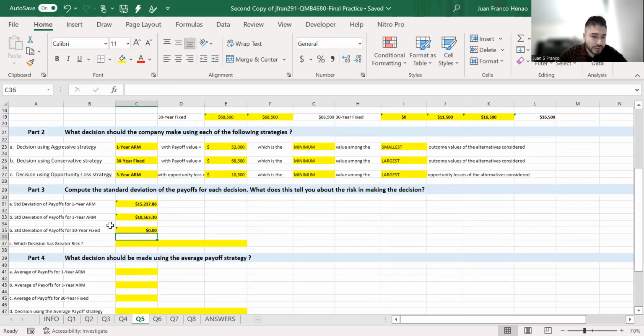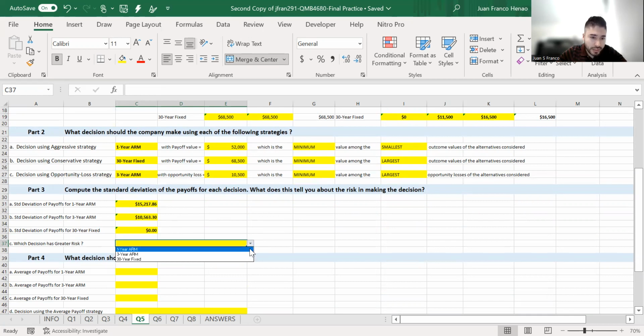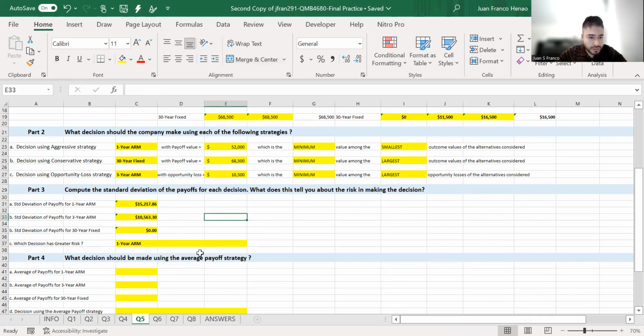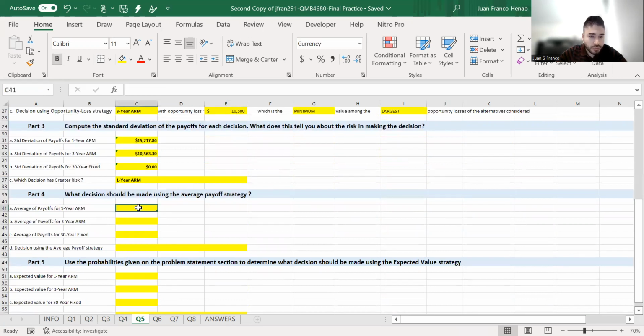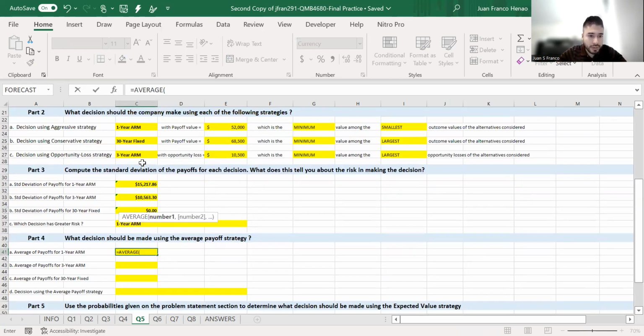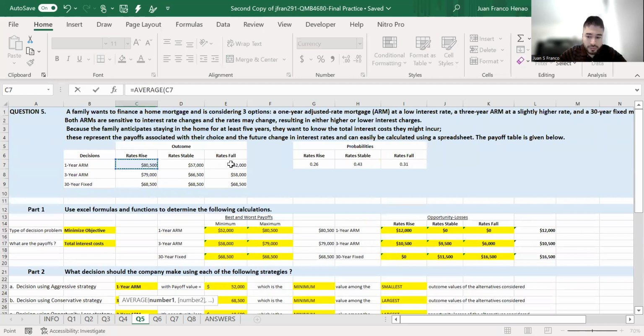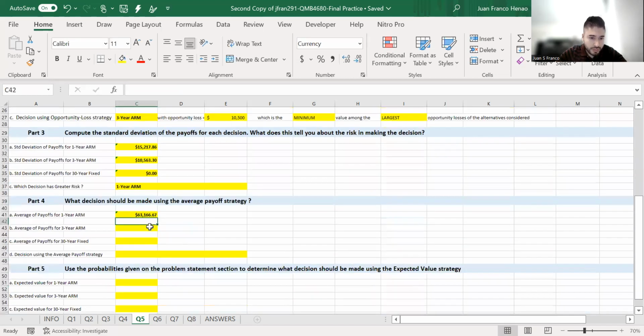Now, which decision has the greater risk? For this, we choose the one that has the highest value. In this case, it is the 1-year ARM with $15,217. Okay, let's choose it. Now for the average payoff strategy, this is pretty straightforward. We just use the average formula and do it again.